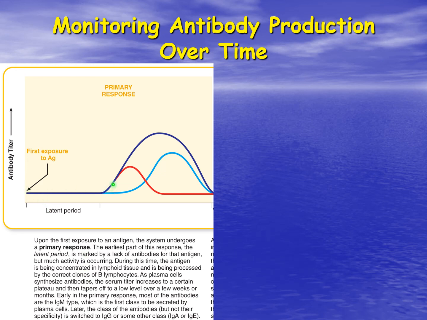So our primary response, again, our latent period from time of exposure to the time that we start to see the rise of antibodies is somewhere between about 5 to 10 days. The first antibody produced will be IgM, and it will be used up very quickly, followed by IgG. So the overall total will come up here and decrease to usually not zero, but to at least low levels.